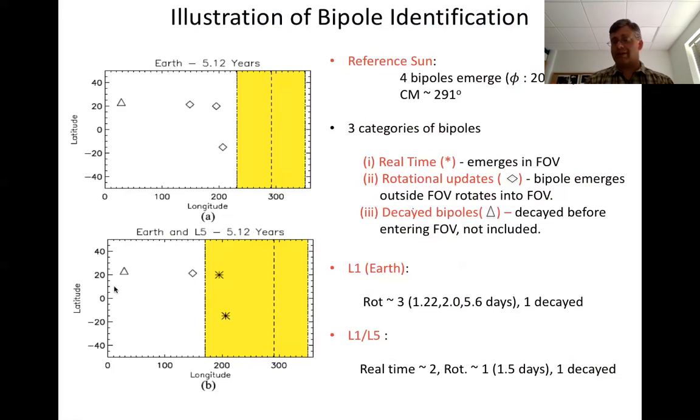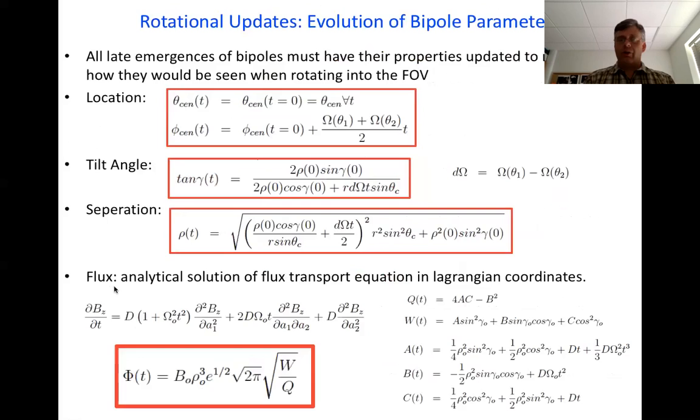You didn't actually know that they were there. So this slide here, which I'm not really going to go over in detail, just shows how we do the rotational updates, and we've got a model form for doing that. Once we identify the dipoles, we update the location, tilt angle, and separation based on the differential rotation profile, but we've got an analytical model constructed in a planar geometry and Lagrangian coordinates for updating the flux based on how much of the flux would have cancelled before we are able to see it. There's more details about that model in the paper.